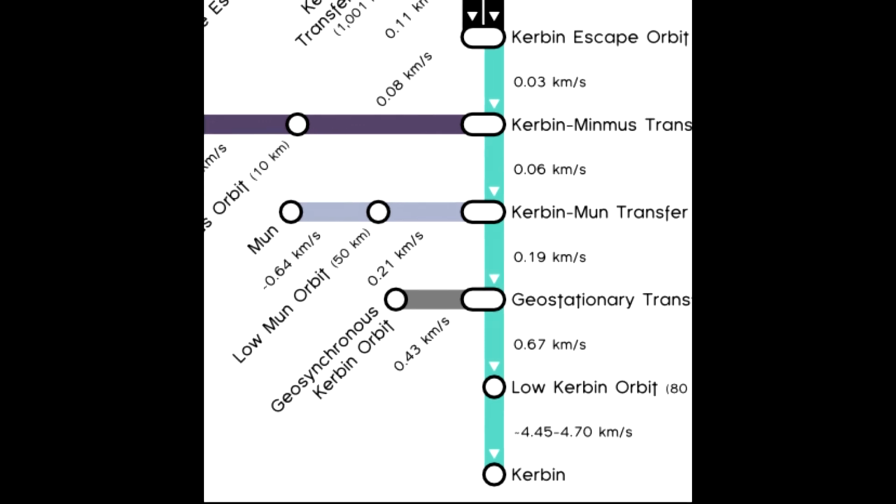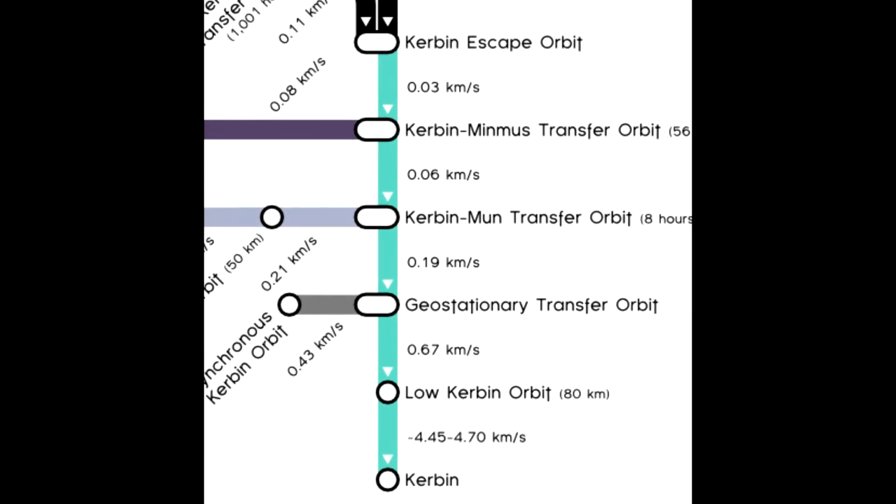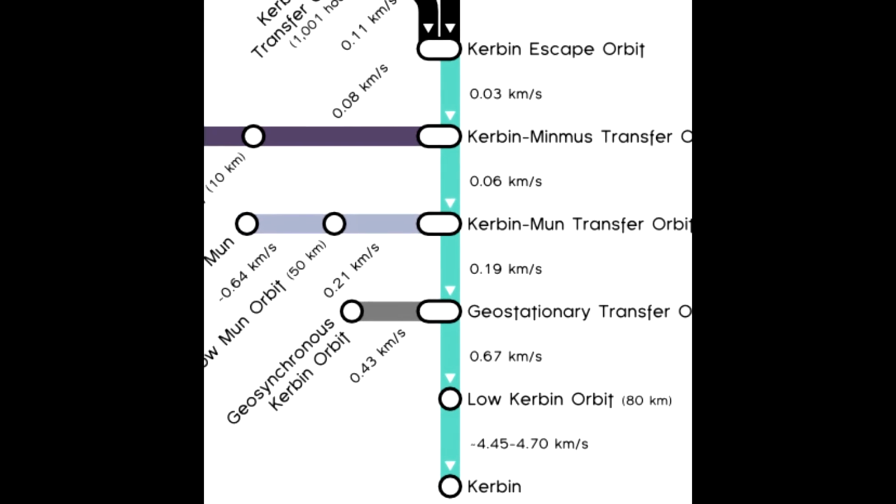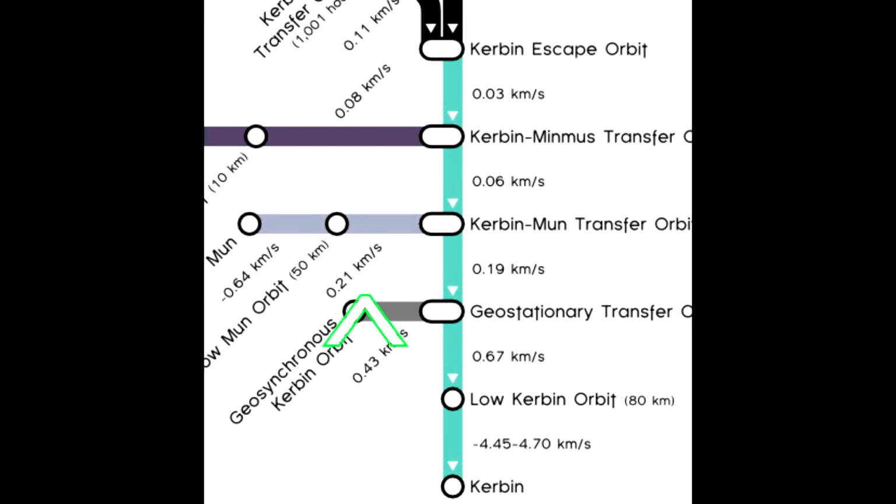So a bit further beyond a geostationary orbit is the Kerbin Moon transfer orbit. That basically means that we're expending enough delta V to raise our apoapsis up to the altitude of the Moon. So that will get us an intercept on the Moon, and then all we need to do is expend a further 0.21 kilometers once we're in the Moon's sphere of influence, and that should be enough to actually put us into orbit around it. And then if we actually wanted to land on the Moon, it's a further 0.64 kilometers per second.